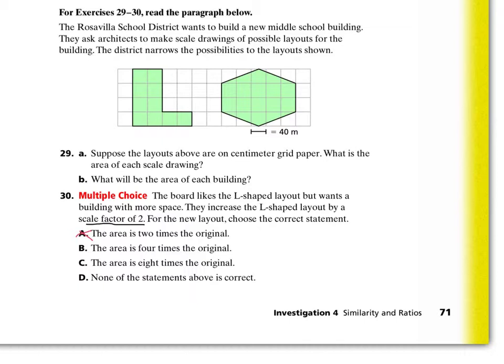So it looks like the answer might be B, but let's make sure. Let's go to C. The area is 8 times the original. No. 2 squared is 4. And then D says none of the statements above is correct. Well, that's not true either, because the answer is B.